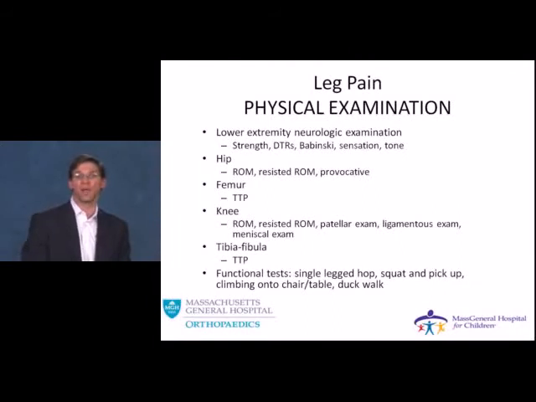So the physical exam, very similar to the ankle, starting with a neurologic exam of the entire lower extremities, and then focusing on each of the joints, with ankle being left out for this part of the presentation. Hip range of motion, resisted range of motion, and provocative maneuvers. Femur, predominantly around tenderness to palpation. Knee, same as any other joint, range of motion, resisted range of motion. Breaking it down into a patellar examination, a ligamentous examination, and a meniscal exam. And then same as the femur with tibia and fibula, tenderness to palpation. And consider your functional tests.